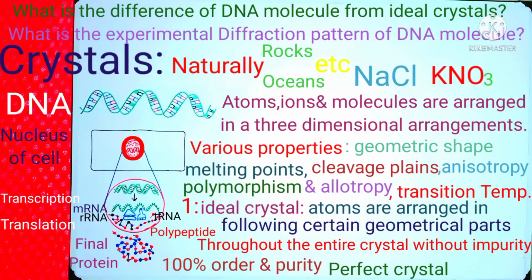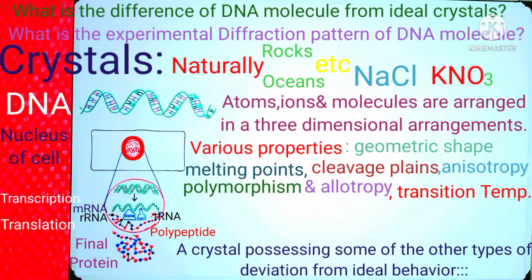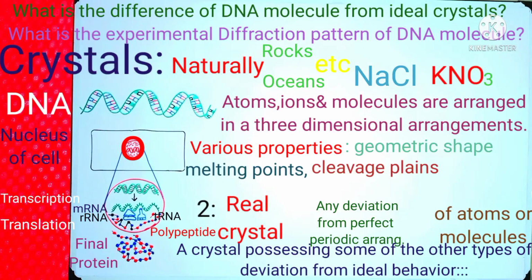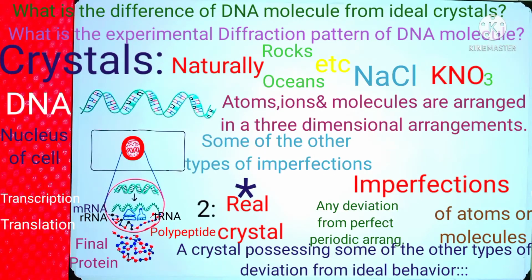In practice, crystals will have some type of deviation from the ideal behavior. A crystal having some type of deviation from the ideal behavior is called a real crystal. That is the second form of crystal. Real crystals are never perfect and have some type of violation of long range order. There will be some impurity atoms placed at some lattice points of that crystal. Any deviation from the perfect periodic arrangement of atoms or molecules is stated as an imperfection, and real crystals will always have some type of imperfections.